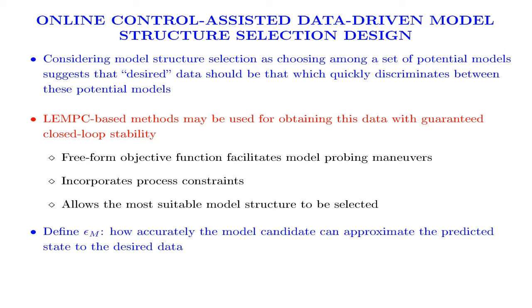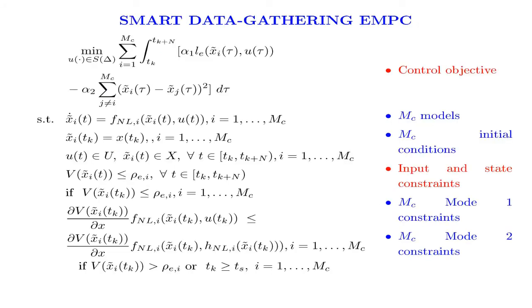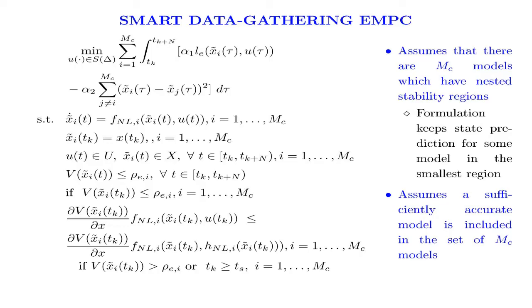To distinguish between good and bad model candidates, we define a threshold, epsilon m, that represents how accurately the model candidate can approximate the predicted state to the desired data. This approach, called Smart Data Gathering EMPC, has the following formulation. Specifically, we assume that there are M models which have nested stability regions, and the EMPC formulation maintains the closed-loop state in the smallest stability region of operation. Also, we assume that a sufficiently accurate model is included in that set of M models.